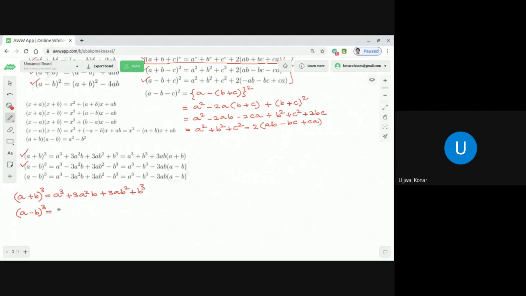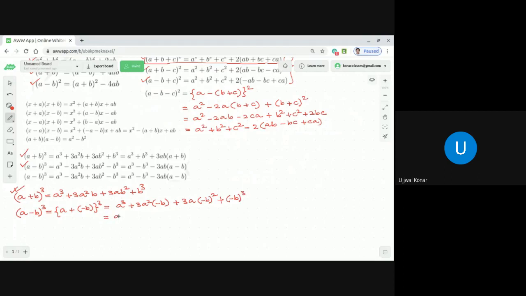(a − b) whole cube is nothing but (a + (−b)) whole cube. Correct or not? So we can write this as a cube plus 3 into a square into (−b), because we are going to apply this formula, plus 3 into a into (−b) whole square plus (−b) whole cube. So what are we going to get then?